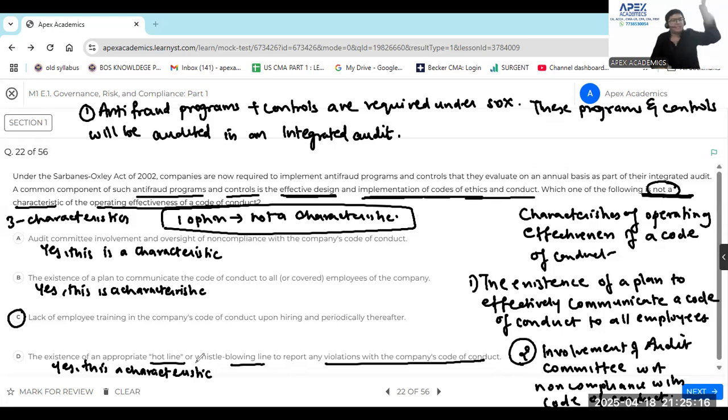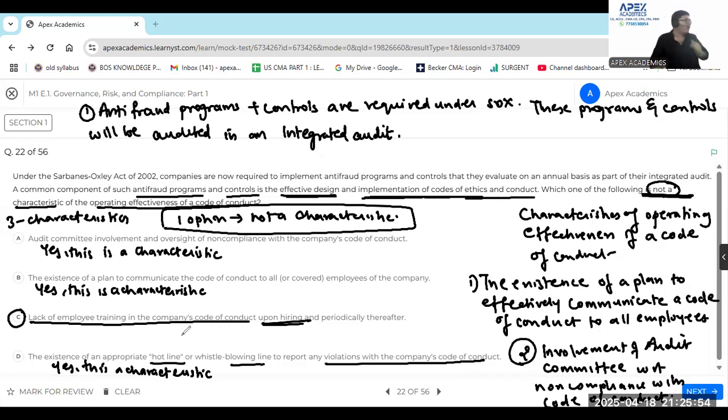Sir, if someone does non-compliance, the employee can report it, can complain about it, can automatically blow the whistle on the same. Agreed or disagreed? Please tell me that. Sir, agreed. Sir, lack of employee training in the company's code of conduct upon hiring. Sir, this has got nothing to do with the effectiveness of code of conduct. So obviously there will be a lack of employee training upon hiring. He doesn't know your code of conduct. So how can you expect him to know the code of conduct?